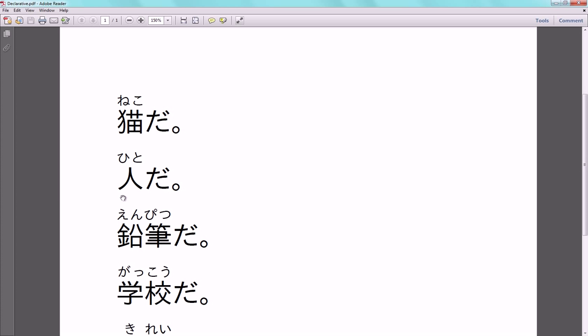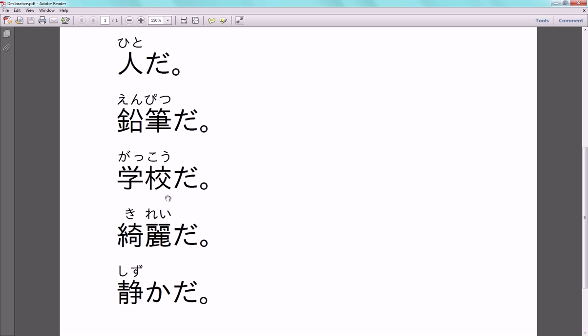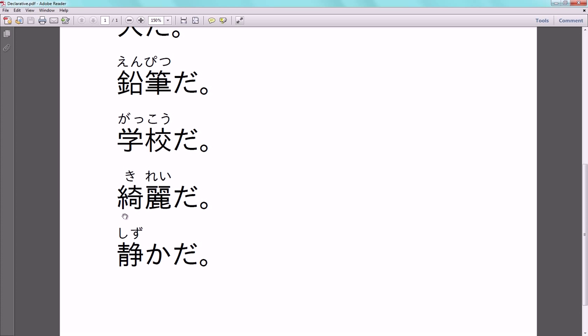Anyways, so this one is neko da, cat. Cat is neko, and then hito means person. Hito da, it's a person, and then enpitsu means pencil. Enpitsu da, it's a pencil, and then gakkou da, it's a school, and kirei da.